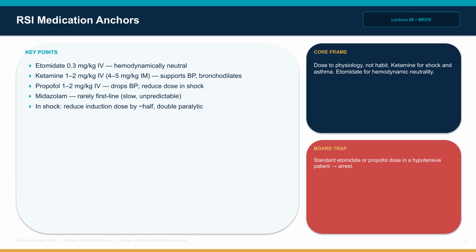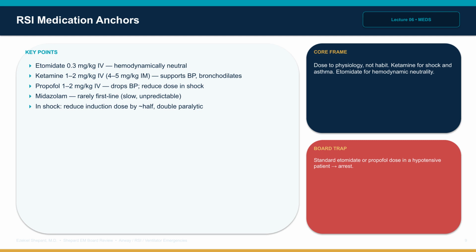Ketamine is 1 to 2 milligrams per kilogram intravenously or 4 to 5 milligrams per kilogram intramuscularly. Ketamine supports blood pressure and bronchodilates, making it a favored choice in shock, severe asthma, and anaphylaxis. The board distractor is the sympathetic surge. Avoid ketamine in severe uncontrolled hypertension, aortic dissection, and elevated intracranial pressure in the hypertensive patient.